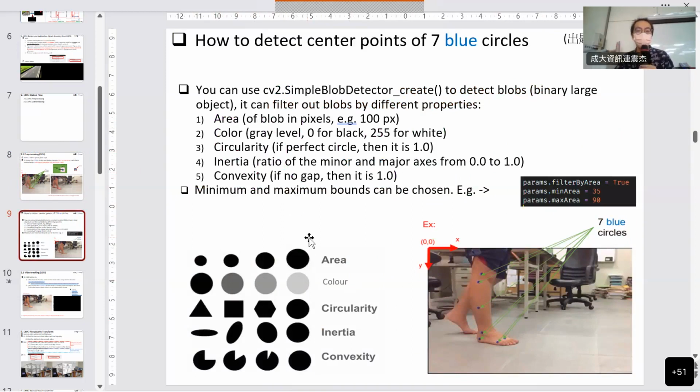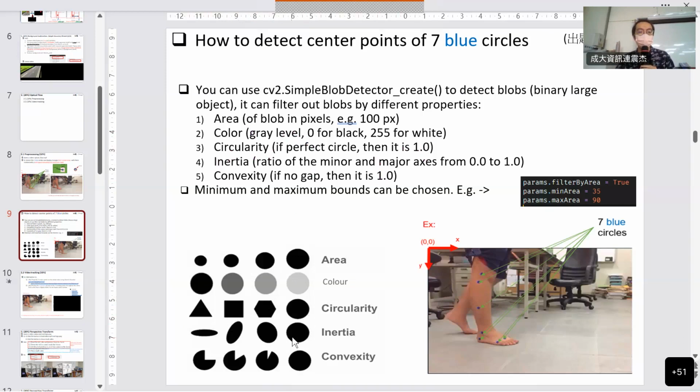The area is how big your blob is, and the color is about the grayscale. And circularity ranges from 0 to 1. 1 is a perfect circle and 0 is a triangle.